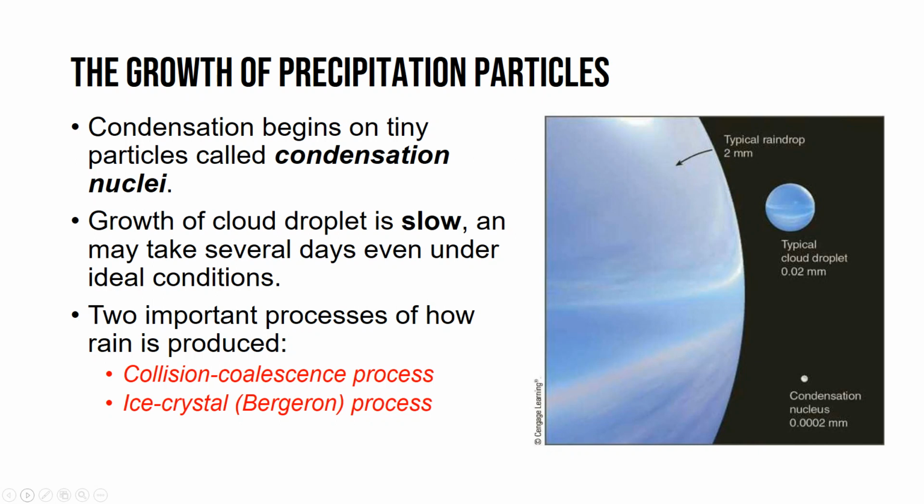The growth of a cloud droplet is slow and may take several days even under ideal conditions. Knowing that condensation alone cannot enlarge a typical cloud droplet to a raindrop size able to reach the ground, we need other processes to explain it. There are two important processes of how rain is produced. One is the collision-coalescence process, the process that takes place in warm clouds, which we'll be talking about later on, as well as the ice crystal or Bergeron process.